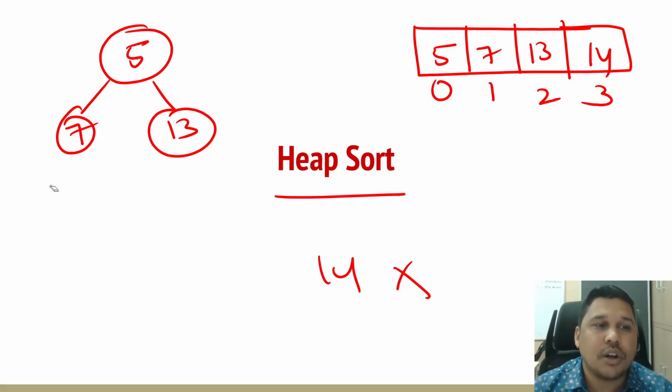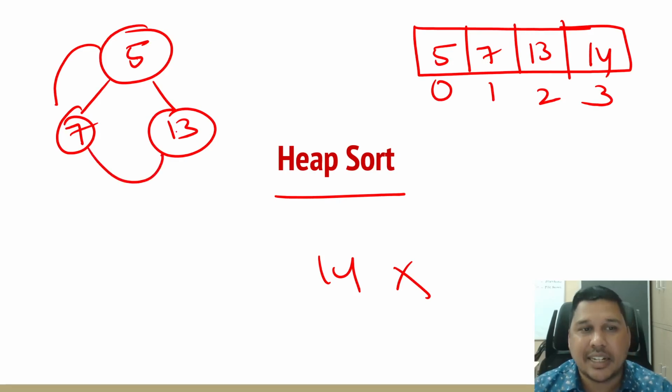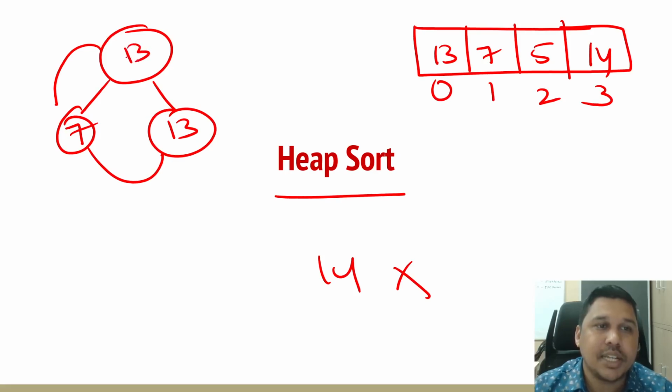Now, this is gone. You do the heapifying process. Does it require heapifying? Yes, because it is not in max heap order. You have to do heapify here. How to do heapify? Compare 5 and 7, 7 is greater. Compare 7 and 13, 13 is greater. Swap 5 and 13. So, 13 comes here and 5 comes here.